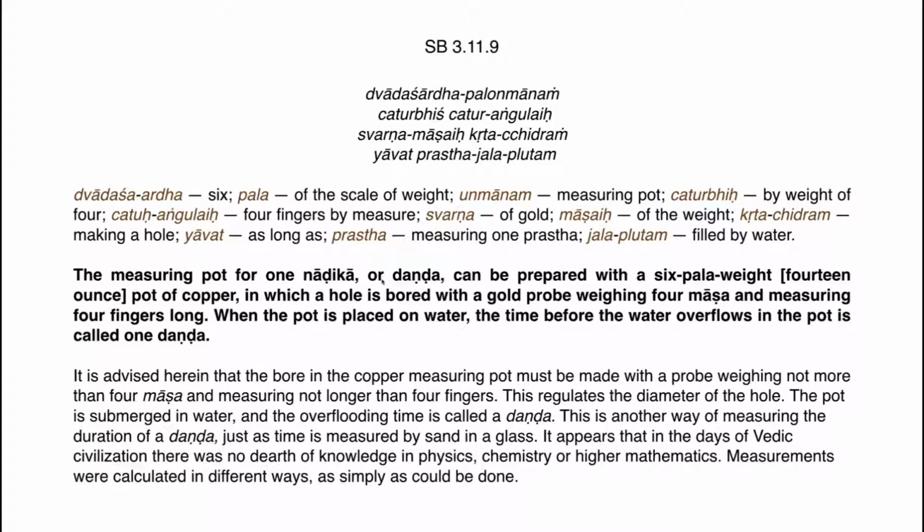So you have this pot of copper and you bore a hole in it with a golden probe. It's weighing 4 masas and it measures 4 fingers long. So when the pot is placed in the water, the time before the water overflows in the pot is called one daṇḍa. So that's a way of measuring. Just like we have our sand glass, they have these timers, 1-minute timers or 5-minute timers with the sand. So it's different ways.